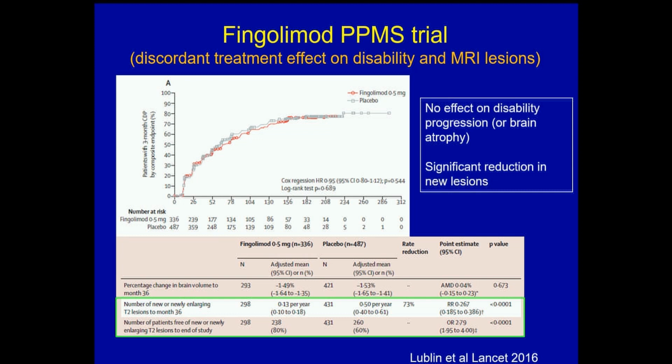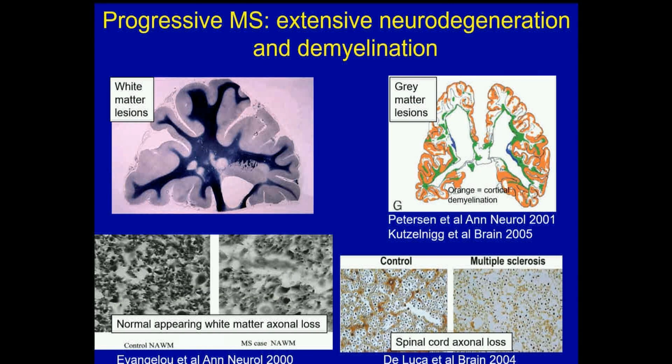But there was a highly significant reduction in the number of new T2 and gadolinium-enhancing lesions, a 73% reduction, concordant with what is seen in relapsing remitting MS. But the difference here, perhaps, is that the number of subjects and the number of active lesions was really quite small, by an order of magnitude smaller than what's seen in relapsing remitting MS. And this treatment effect appeared to have no impact on the progression of disability.